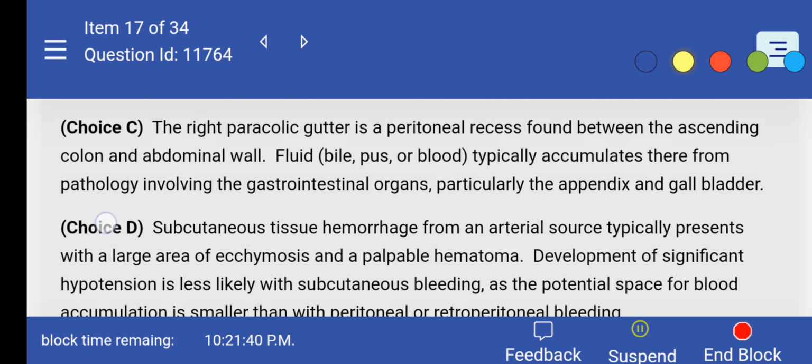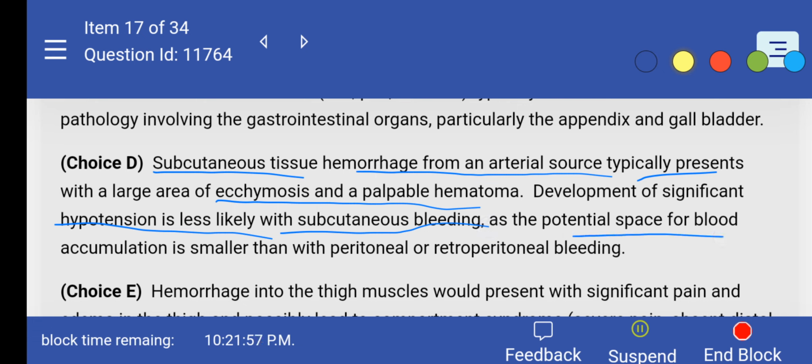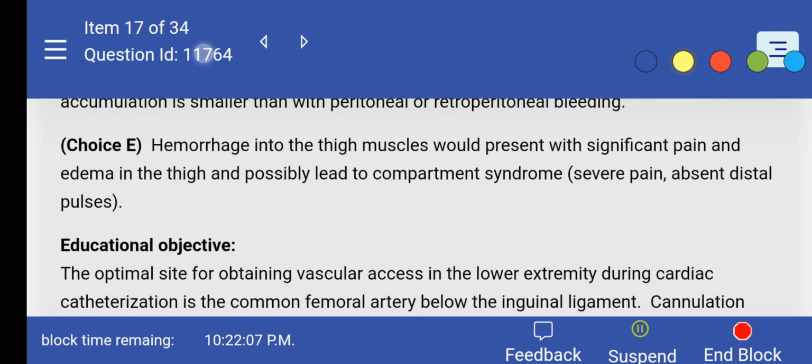Why not option D? Subcutaneous tissue hemorrhage from an arterial source typically presents with a large area of ecchymosis and palpable hematoma. Development of significant hypotension is less likely with subcutaneous bleeding, as the potential space for blood accumulation is smaller than with peritoneal or retroperitoneal bleeding. Okay. Option E, hemorrhage into the thigh muscles would present with significant pain and edema in the thigh, possibly leading to compartment syndrome, severe pain, absent distal pulses.